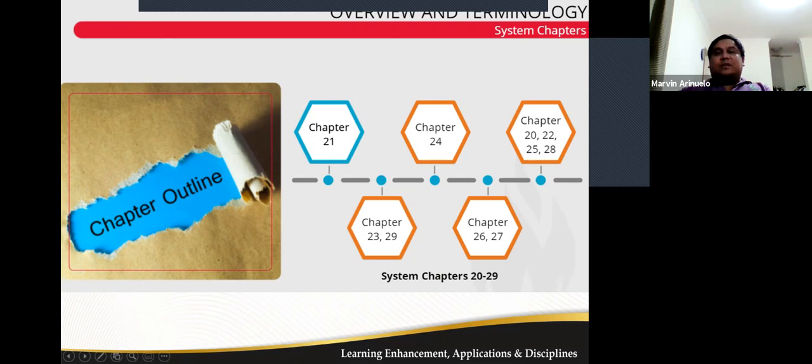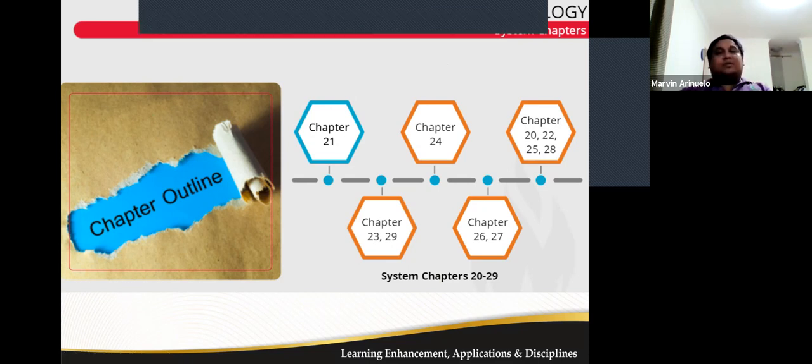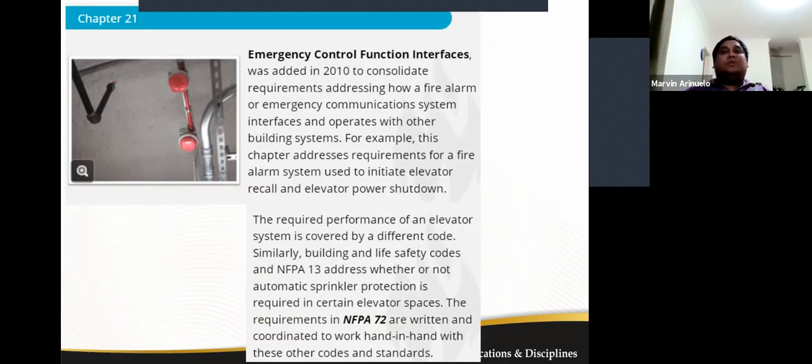Now the system chapters. Let us look at the headings and the content contained in each chapter. Chapter 21 is emergency control function interface. It was just added in 2010 to consolidate requirements addressing how fire alarm or emergency communication systems interface and operate with other building systems. For example, this chapter addresses requirements for fire alarm to initiate elevator recall and elevator power shutdown. Normally during a fire, the elevator is also interfaced with the fire alarm, so if there is an emergency, it will automatically go to the lower ground, normally the ground floor.